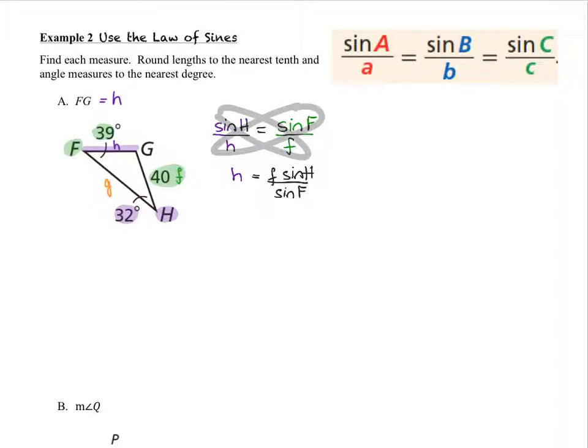Now all we need to do is plug in. Side F is 40 long, sine of angle H, which is 32 degrees, divided by the sine of angle F, which is 39 degrees. Now we've just got some calculator work to find H is equal to 33.7. This was an example about how to use the law of sines to find a missing side length measurement.